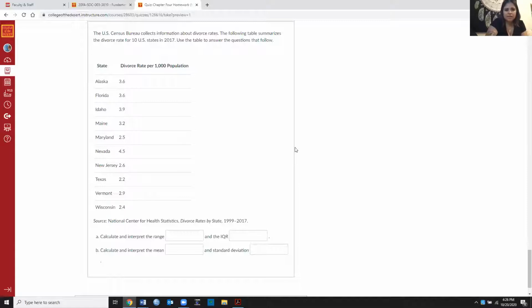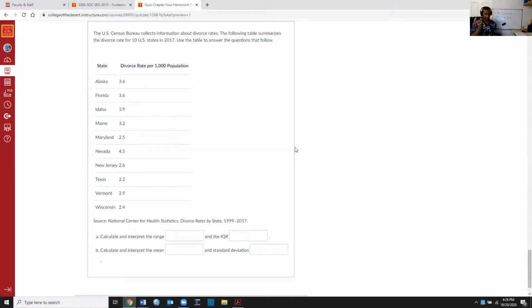And 2.9. And 3.2. And 3.6 twice. Or no, 3.9. And 4.5, right? So we have all 10 numbers. So there's 10 numbers up here. We've arranged them from lowest to highest. So that's the first step, arrange the numbers from lowest to highest.